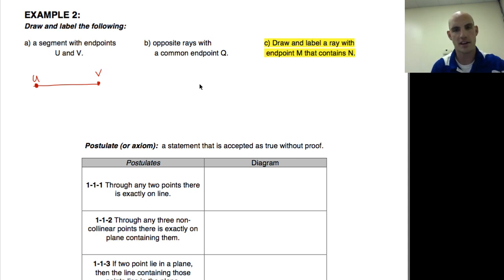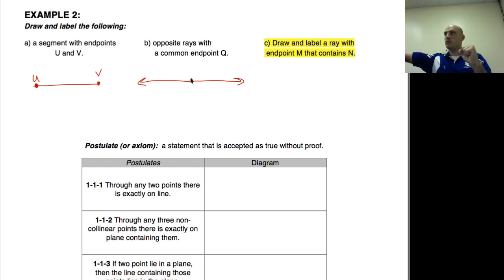What about opposite rays? Well, to me, opposite rays, one's going to go this way, one's going to go this way. And if I have a common endpoint, if this ray goes this way, it has an endpoint. And if it's common, it's shared by both. So the endpoint's here, and it shoots off this way, and it shoots off this way. And so the common endpoint is Q. Well, notice what that looks like.